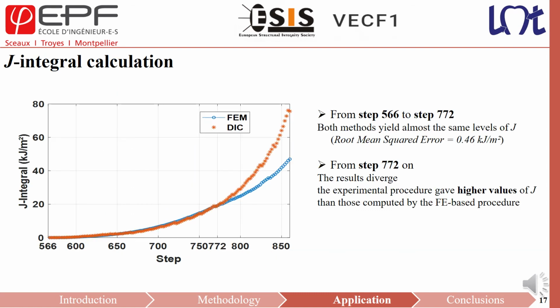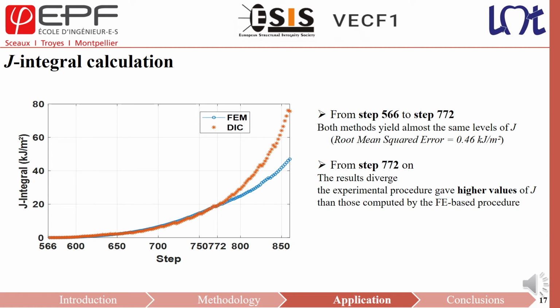On the one hand, the J integral was computed by contour integration using experimentally measured strains and displacements. On the other hand, it was computed by the FE model. Until step 772, both methods yielded almost the same level of J. The root mean squared error was equal to 0.46 kilojoule per square meter.